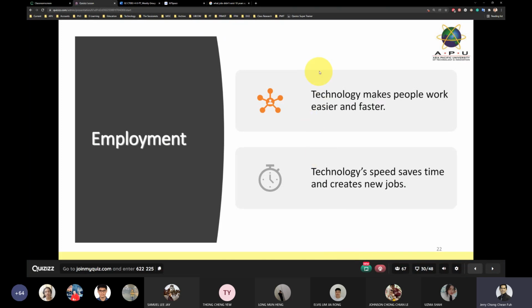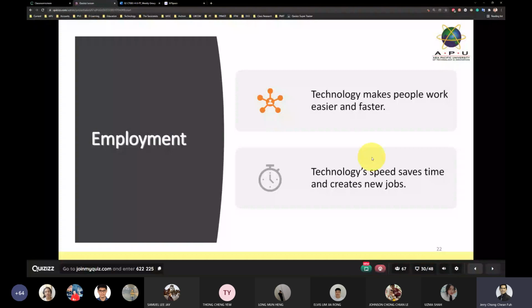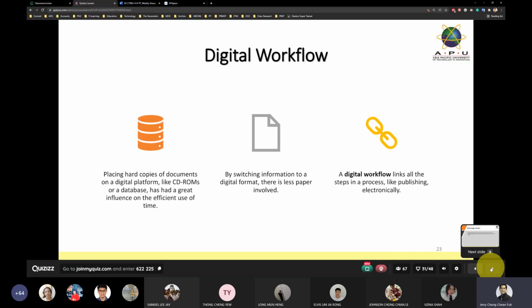On the employment aspect, obviously technology does make work supposedly easier and faster, and it saves time. It creates new types of jobs as well, as I mentioned earlier, in terms of you Googling and identifying jobs that didn't even exist a few years ago. But evidently, you would have noticed some aspects which are also different, and technology and businesses must be able to keep up with them.